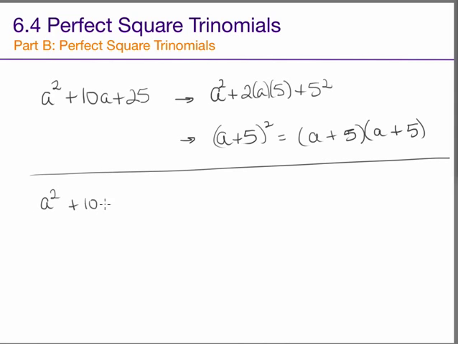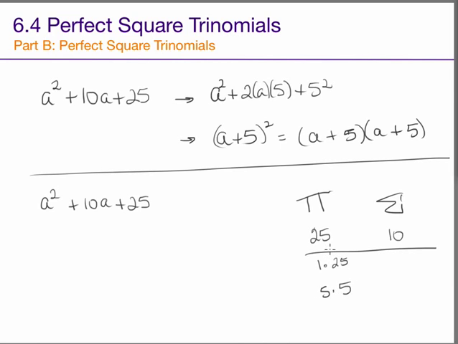a squared plus 10a plus 25. What's the greatest common factor? 1. There's no a here and no number here except for 1, so there's nothing that's common to all three terms. My product is 1 times 25. My sum is 10. Everything's positive. 1 times 25 and 5 times 5 are the only ways to write 25 as a product of two numbers.